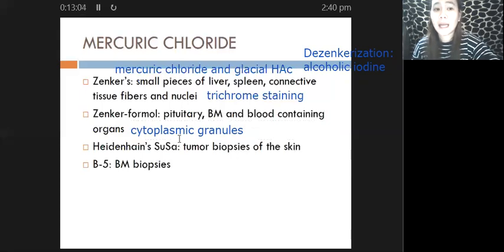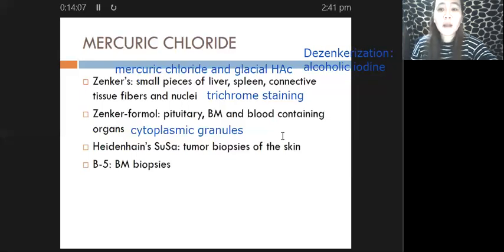Okay, and the next one, we have your Heidenhain-Susa. So Heidenhain-Susa is considered to be an excellent cytologic fixative. And apart from that, another advantage of your Heidenhain-Susa as compared to the other mercury chloride-based fixatives is that it does not form any black precipitate. Okay, bakit kaya? This is because of the presence of your glacial acetic acid, which is already incorporated in the formulation. So remember, glacial acetic acid in your Zenker's fluid is added in order to prevent the formation of your black precipitates. In your Heidenhain-Susa, since it is already incorporated from the very beginning, this will now prevent the formation of your black precipitates.